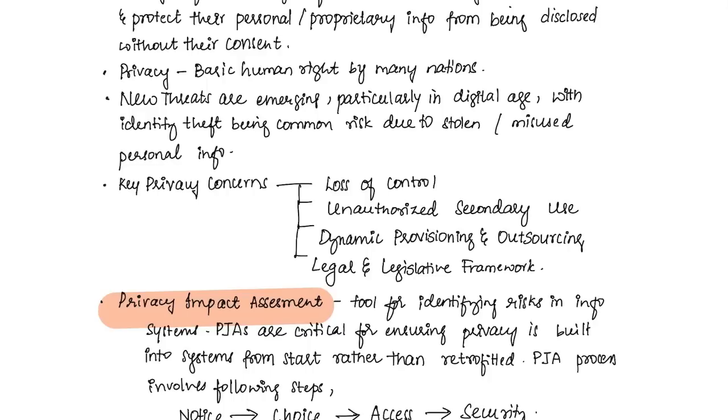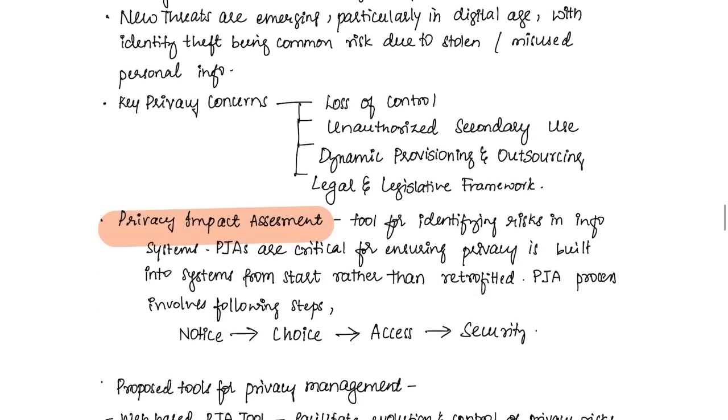So PIAs are critical for ensuring that privacy is built into the systems from the start rather than retrofitted. So the PIA process involves the following things. During the end stage, or after you have stored the data, if you are trying to inculcate the security aspect, it becomes very difficult. So right from scratch, if you are embedding the privacy aspect, it is preferable. So we'll look into the steps as to how the privacy impact assessment is performed.